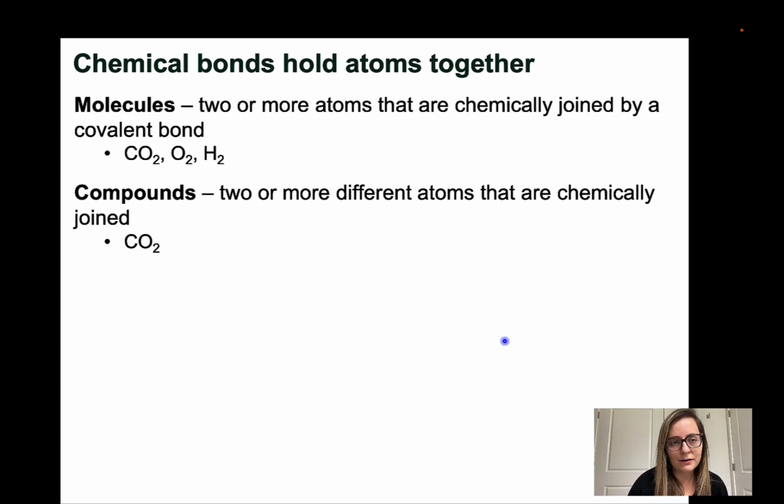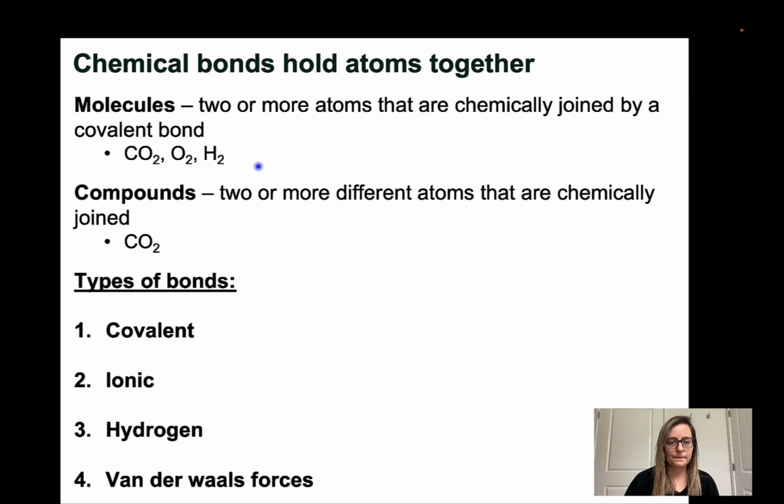The next terms I want to cover are molecules and compounds. So molecules are 2 or more atoms that are chemically joined by a covalent bond. And so this could be carbon dioxide, this could be molecular oxygen, this could be hydrogen gas. A compound is 2 or more different atoms that are chemically joined. So if you take these molecules up here, the only one that would be a compound would be carbon dioxide, because there are different atoms, and here molecular oxygen and hydrogen gas are the same atoms.